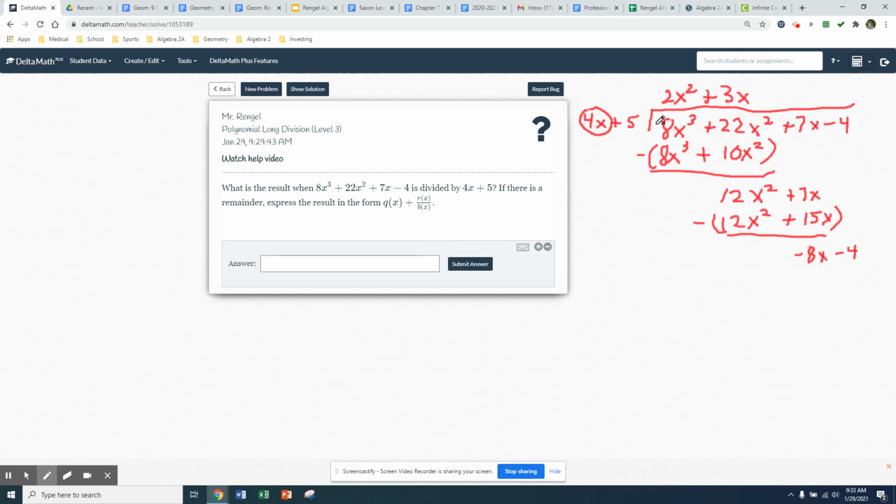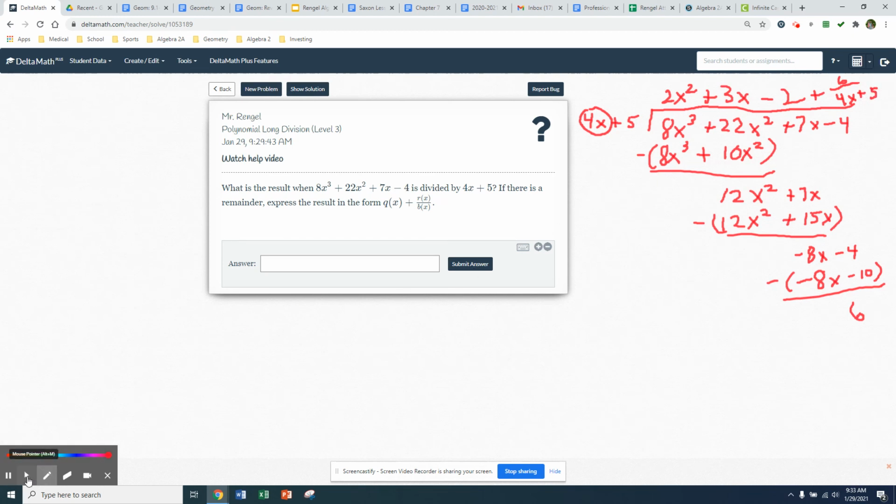All right. Now, lastly, how could I multiply 4x to get to negative 8x? That's going to be a negative 2. Negative 2 times 4 is negative 8x. Negative 2 times 5 would be negative 10. And then we do our subtraction. And the negative 8x's will cancel out. Negative 4 plus 10 is going to give me positive 6. So that's going to be positive 6. And then I take my remainder. I'm going to put that over my divisor. Positive 6 over 4x plus 5.